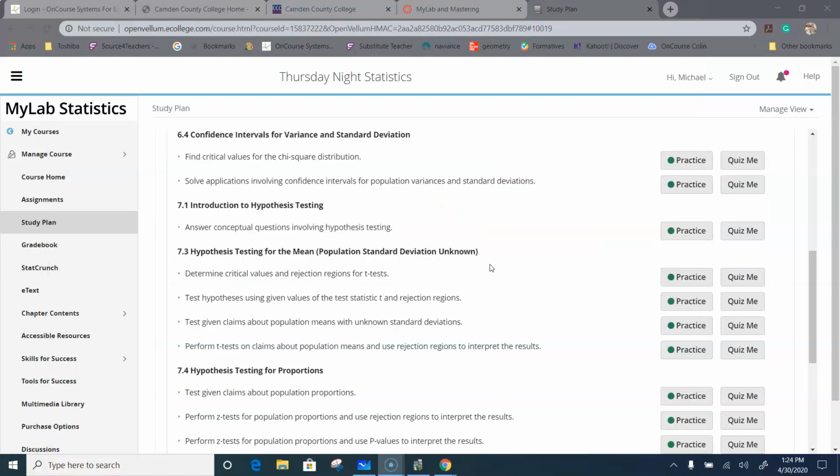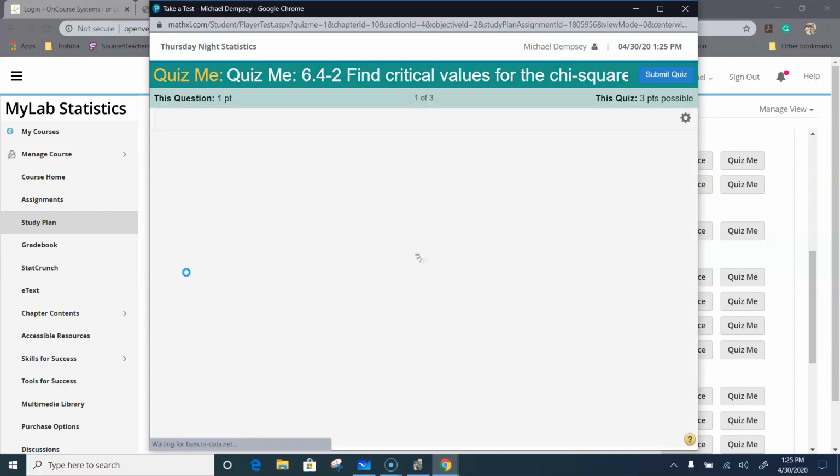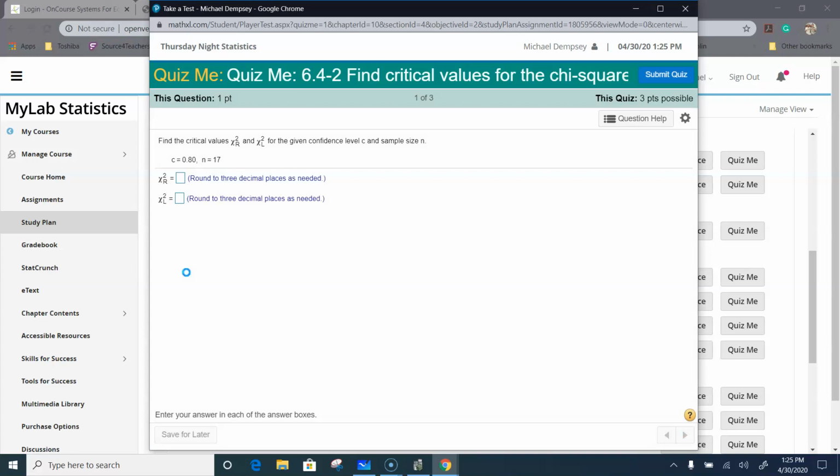Okay, so I'm going to move on from the proportions to confidence intervals for standard deviation. This is our chi-square distribution. So we want to recall how we look up some critical values for the chi-square distribution. Hopefully they give us a chi-square distribution that we can look at. If not, we need to pull up the e-text.